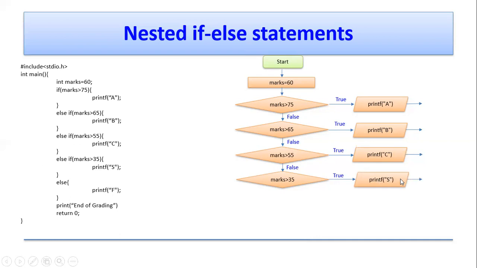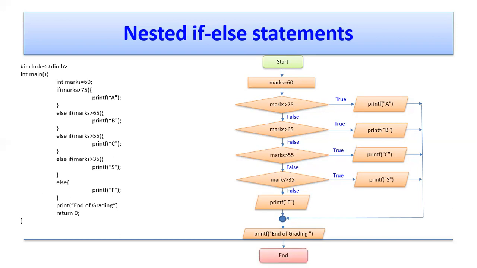Otherwise, that means if this is false, I have to print fail. And at the end of the if-else blocks, outside the if-else block, I can print any statement. Here I print end of the grading, and then end the program. So this is the complete flowchart diagram for this particular program.